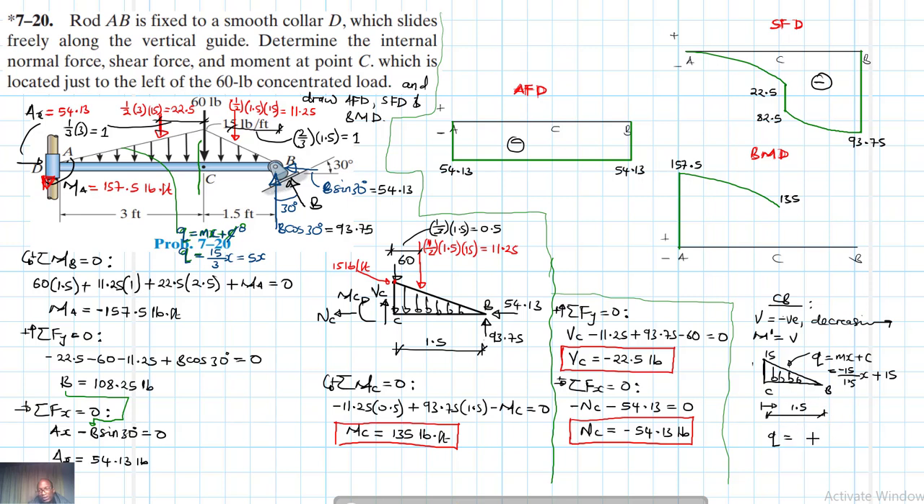and therefore this gives us a q which is equal to, that is from C to B, minus 10 x plus 15. So this is the equation that is governing this triangular distributed force from C to B. Okay, when x is equal to 0 at C, we have a 15, and when x is equal to 1.5, we have a 0 at B.